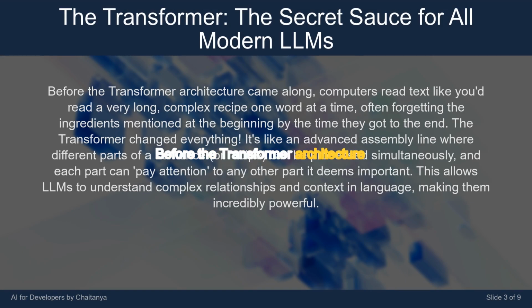Before the transformer architecture came along, computers read text like you'd read a very long, complex recipe one word at a time, often forgetting the ingredients mentioned at the beginning by the time they got to the end. The transformer changed everything. It's like an advanced assembly line where different parts of a sentence or a recipe can be processed simultaneously, and each part can pay attention to any other part it deems important. This allows LLMs to understand complex relationships and context in language, making them incredibly powerful.